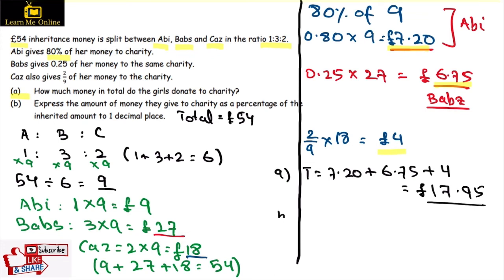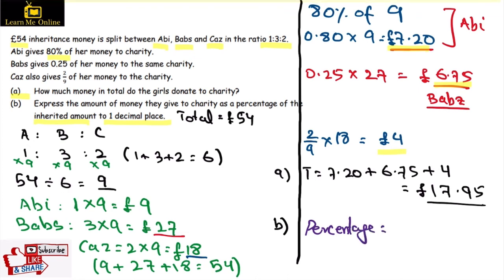This is part A. Now, to do part B, this says to express the amount of money they give to charity as a percentage of the inherited amount to one decimal place. It means we need to find the percentage now. And to find the percentage, I'm going to write it down here.